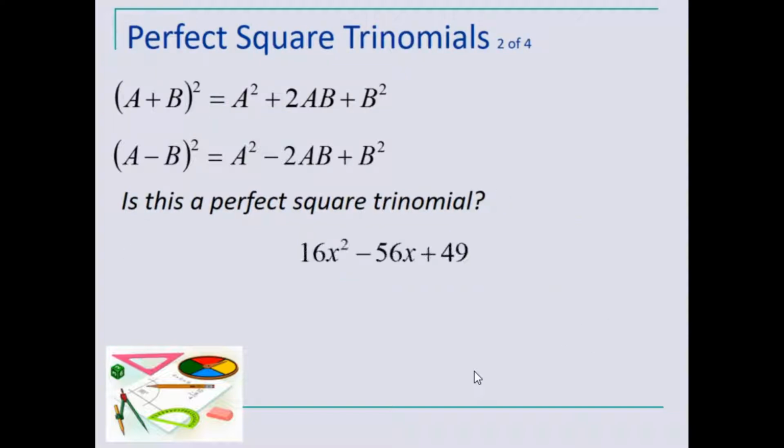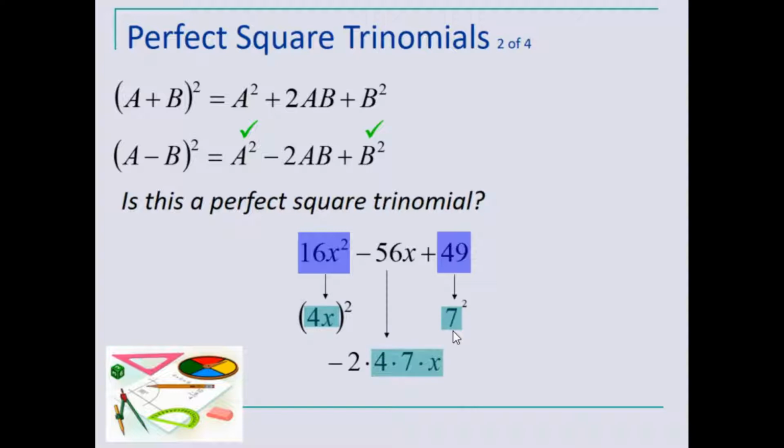Here we have another example. Question again, is this a perfect square trinomial? First, we want to determine, is the first term a perfect square? And since 4x times itself is 16x squared, we've got a yes on that. The last term, 49, is a perfect square since 7 times itself is 49. The final check is multiplying these square roots of the first and last term together, doubling them, and seeing if that does result in the middle term that we have.